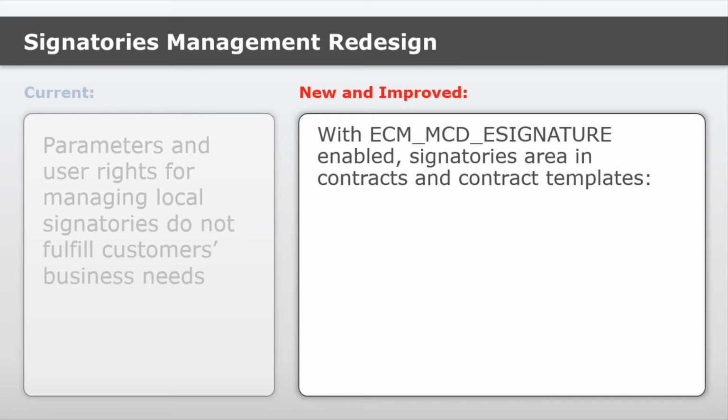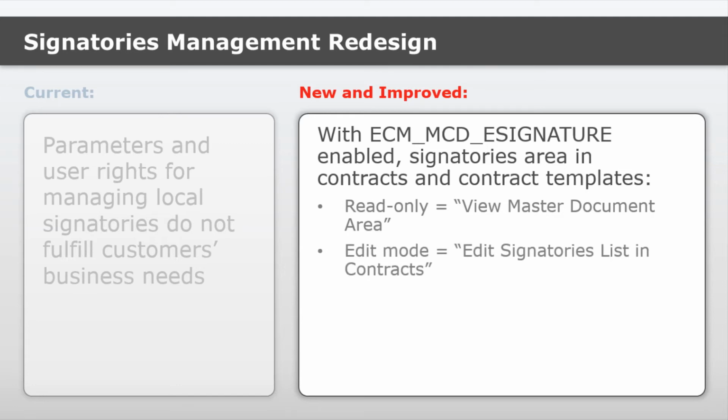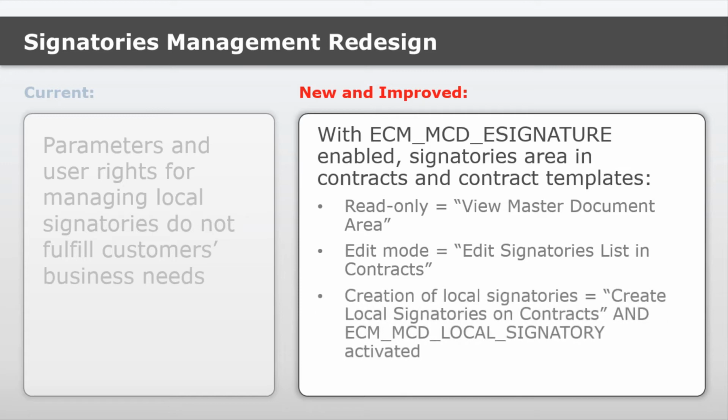With the ECM MCD e-signature parameter enabled, the signatories area will be accessible in contracts, and contract templates will behave in read-only mode to all users assigned with the View Master Document area right on the specific contract or template, in edit mode to all users assigned with the Edit Signatories List in Contracts user right on a contract or template, or for creation of local signatories for users assigned with the Create Local Signatories in Contracts right on the contract or template. And of course, this is only if that ECM MCD local signatory parameter is activated.